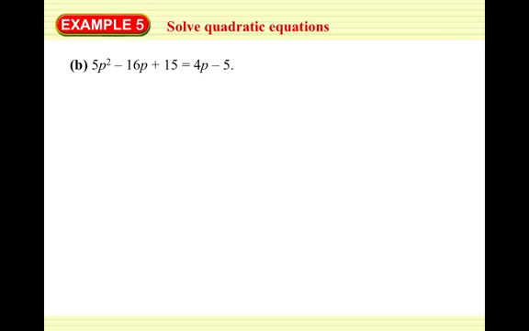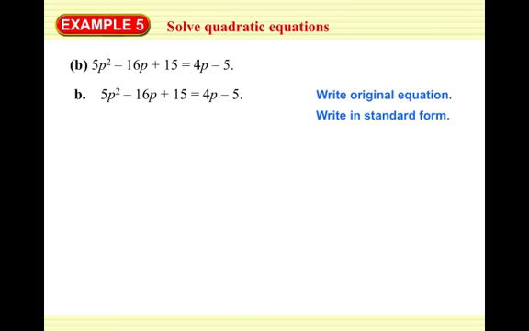All right. On this one, we've got 5p squared minus 16p plus 15 equals 4p minus 5. Before we start factoring, what do we need to do? That's right, we need to move the 4p minus 5. We need to move those terms to the other side of the equation. So let's subtract 4p and add 5. And that's going to give us the equation in standard form.